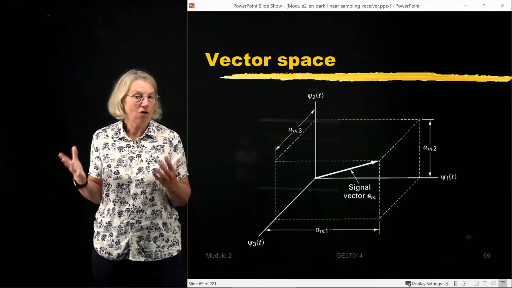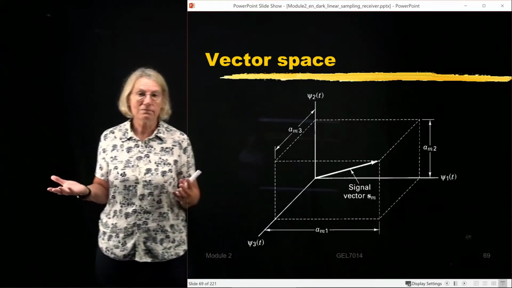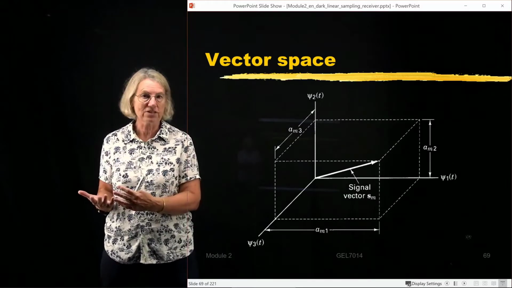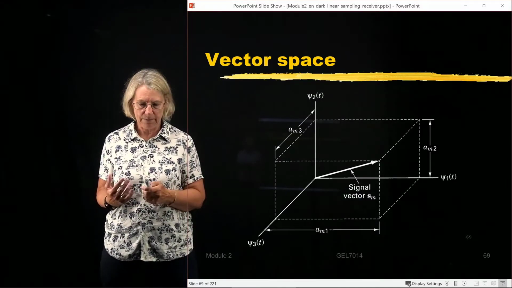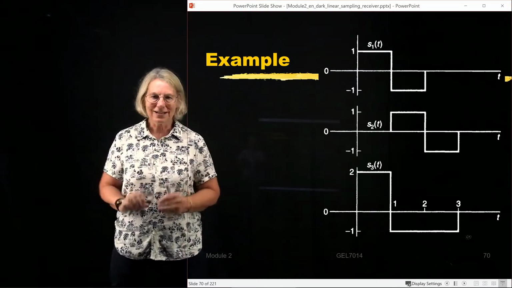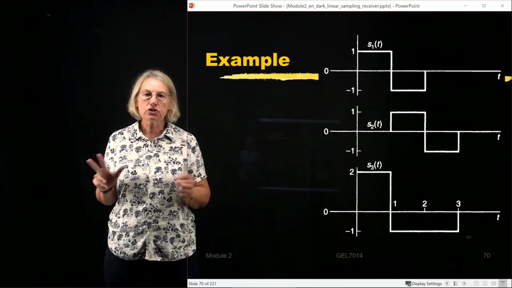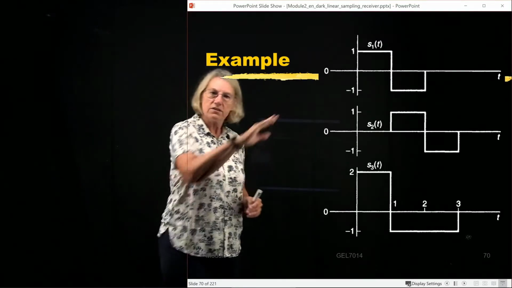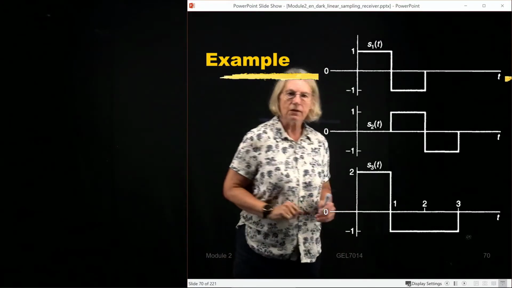So how do we do this? How can we take time-varying signals and represent them in a vector space? That's what we're going to be talking about now. I'll start with just introducing an example to you. Here is a tertiary communication system. That means there's three symbols. And these are the waveforms I'll be associating with each one of the symbols.